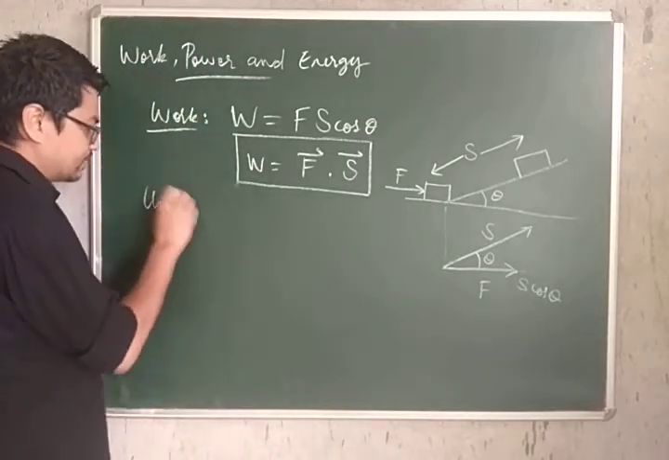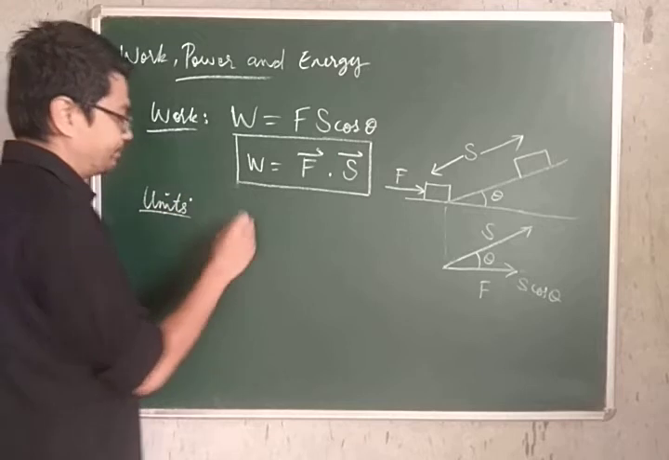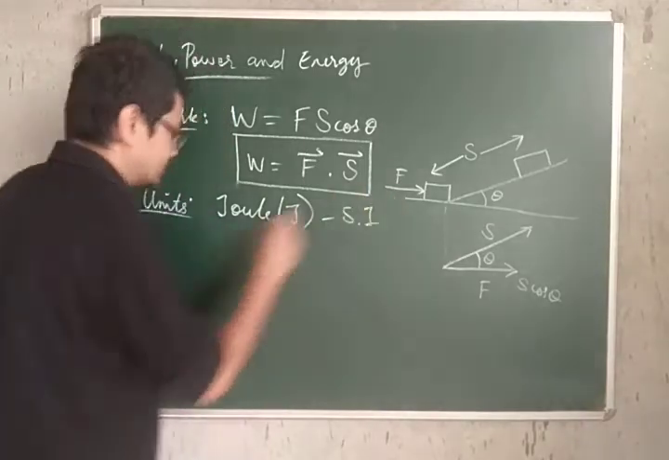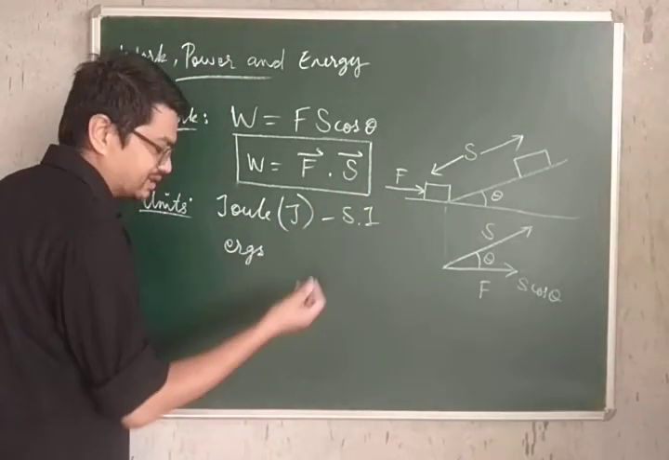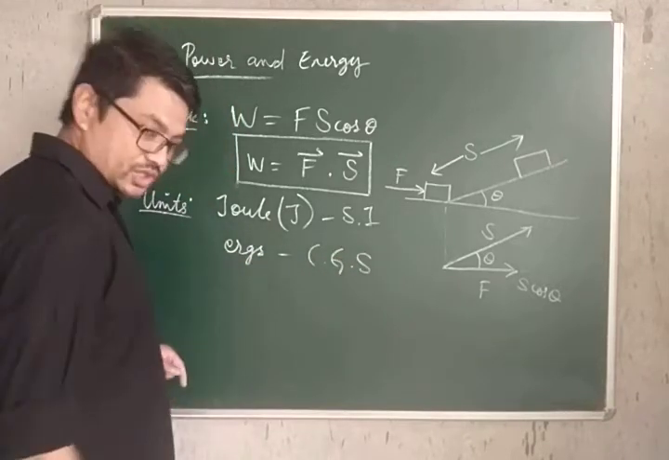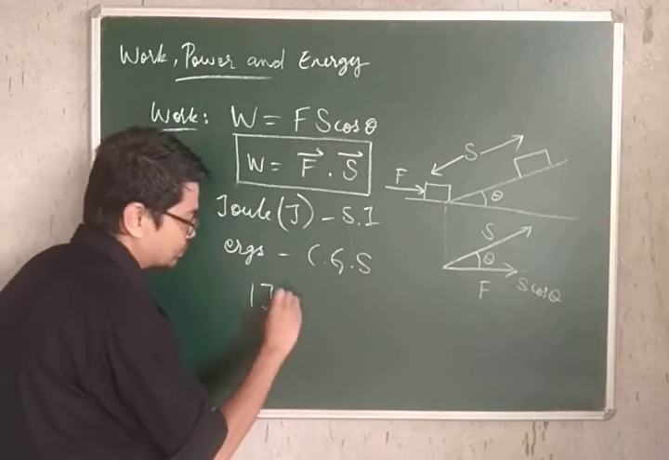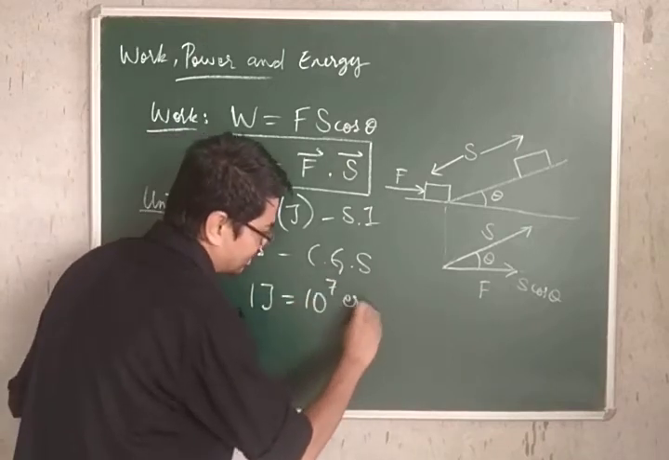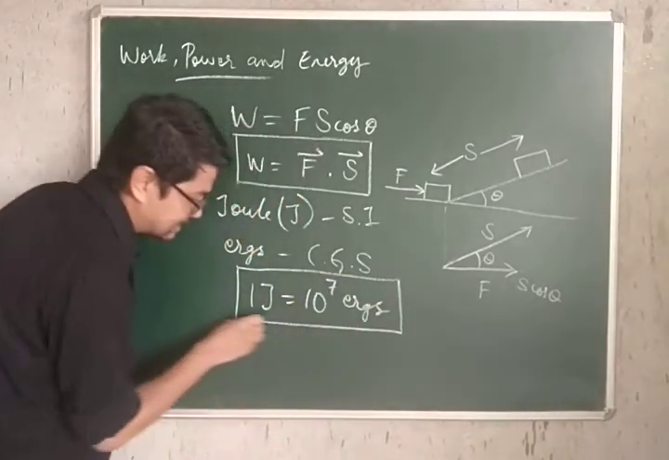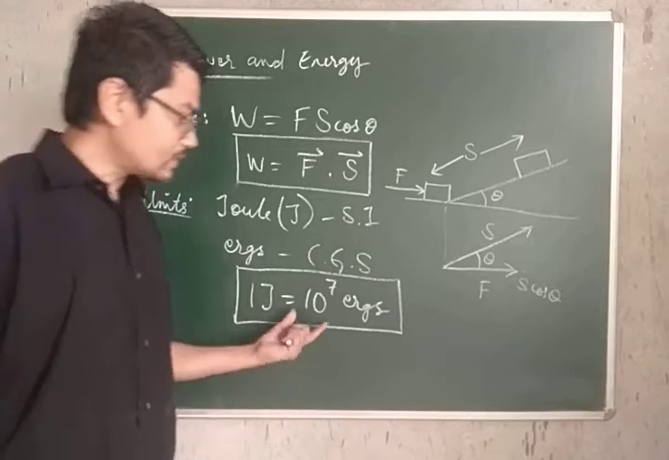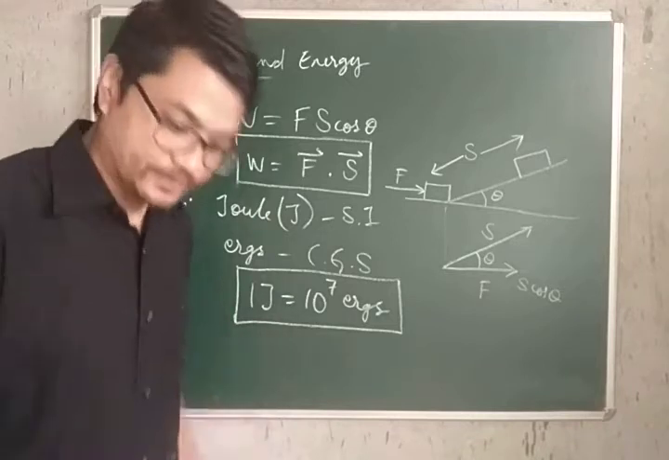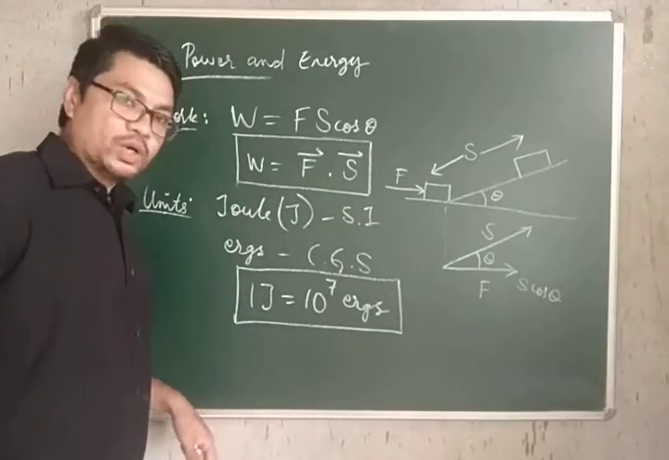Now, the units: joule, denoted by a capital J, is the SI unit. Erg is the CGS unit. If you have to find the relation between them, you can do that yourself. 1 joule is 10 to the power 7 ergs, don't forget. These are things that you learned up to class 10. So you need to know how to derive this relation. Remember that, class 11. So this is about work done.